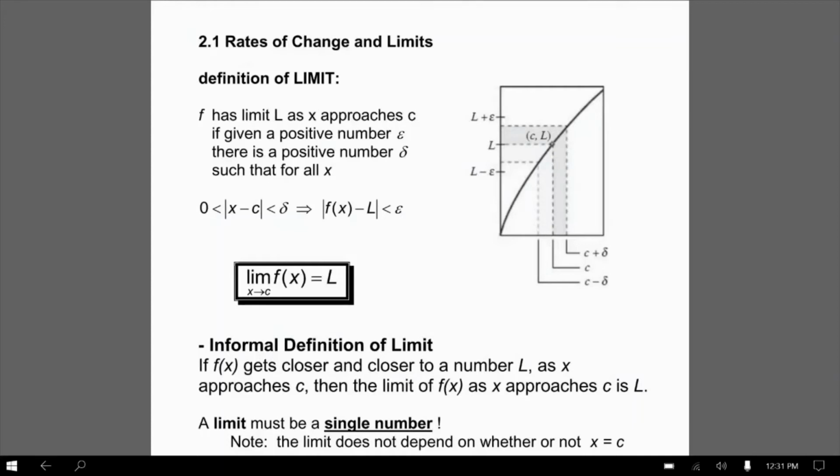Okay, this is the first lesson video for AP Calculus AB, and what I'm going to cover in this video are sections 2.1 and 2.2. What we're going to look at here are really just the basics of limits, what a limit is, and then also how do we go about solving some limits.